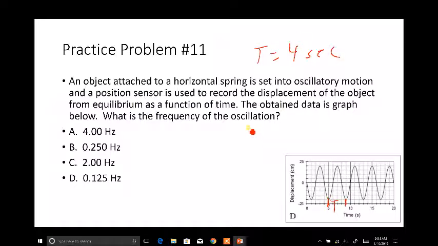Remember that frequency is equal to 1 over period. So our answer here is going to be 1 over 4, 1/4, or 0.25. We measure frequency in cycles per second, in this case oscillations per second, or hertz. So our answer here is B.